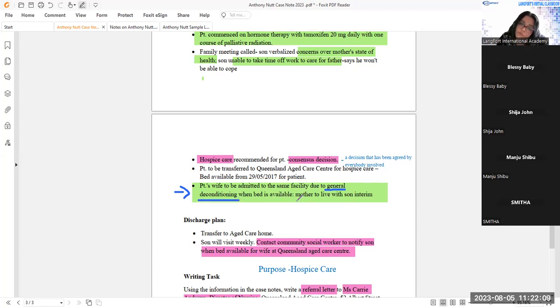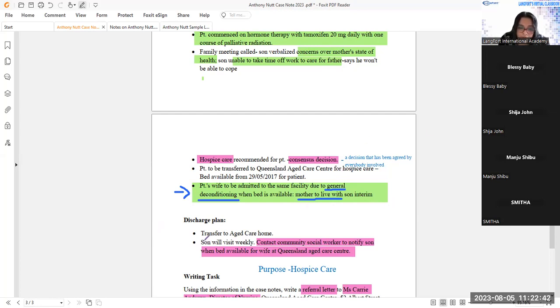Then until a bed becomes available, where will she stay? With the son. We need to tell that, right? We need to ask our reader to tell that his wife will need admission at your facility, and we need to tell the reader that she needs to notify the social worker, right? Until then, the wife will stay with her son. Okay, we need to say that. We need to include that. Okay, that makes logical sense. Think about it.